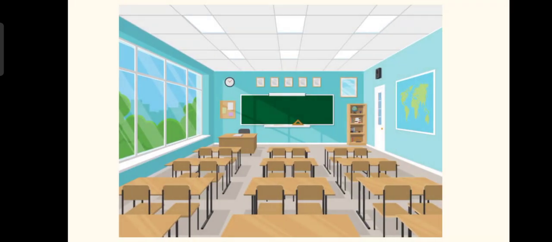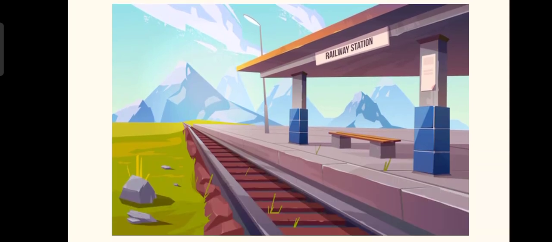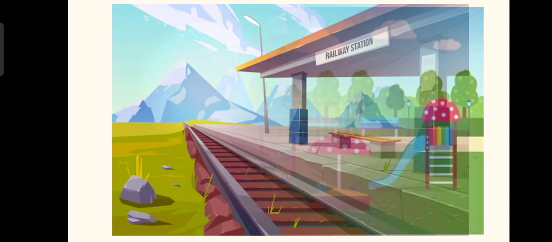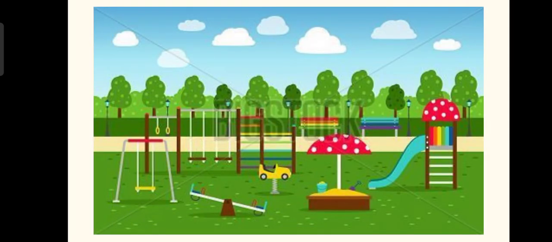Here, this is the image of where we learn and we study, which is nothing but the classroom. And this is a place which is nothing else but a railway station where the departure of trains takes place. And this is where we all love to go to play and have fun with our friends. And this is a place which is nothing else but an airport where we go to take off in planes and to visit various places around us.